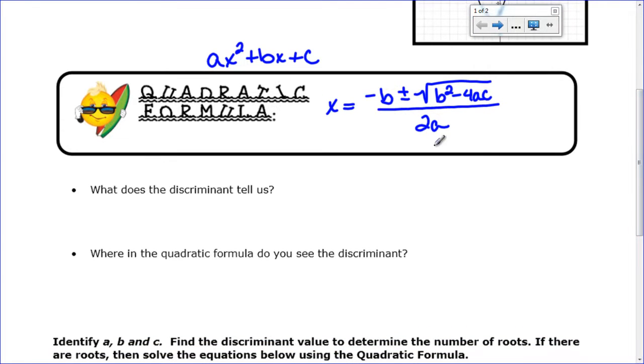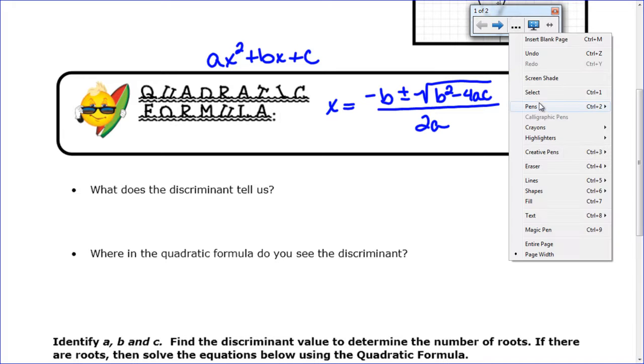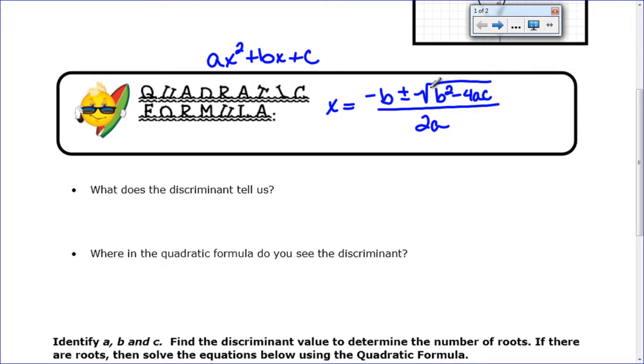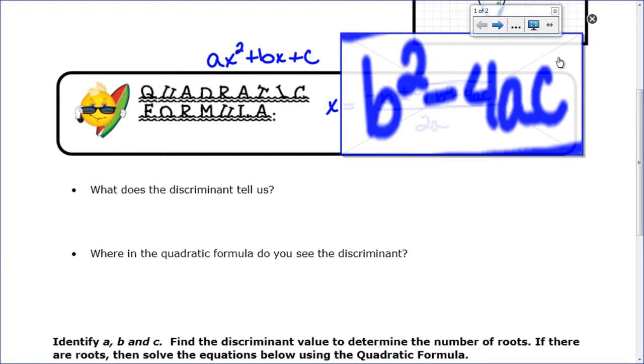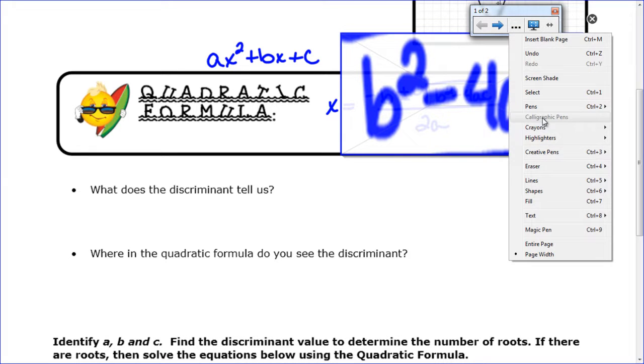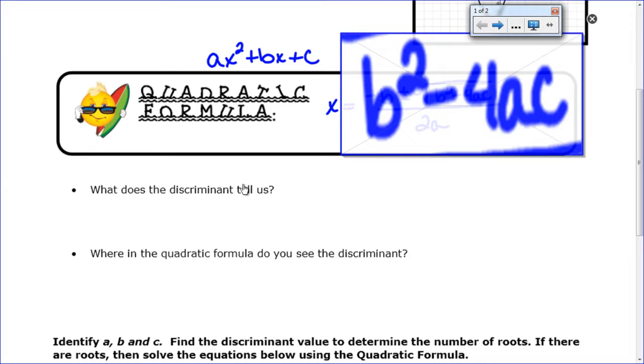Now, in the quadratic formula, there is a special little piece to it right here that's underneath the square root symbol. It's this b squared minus 4ac. This is what we call the discriminant. And it's just a part of the quadratic formula. It's not separate from it. It's not something different. And that little piece of the quadratic formula tells us how many solutions we have.